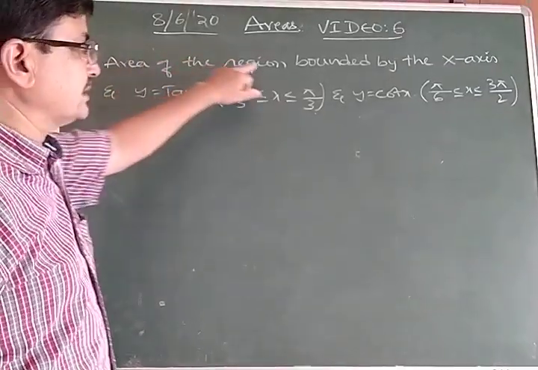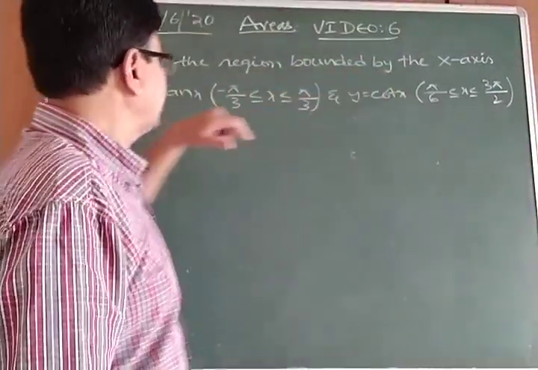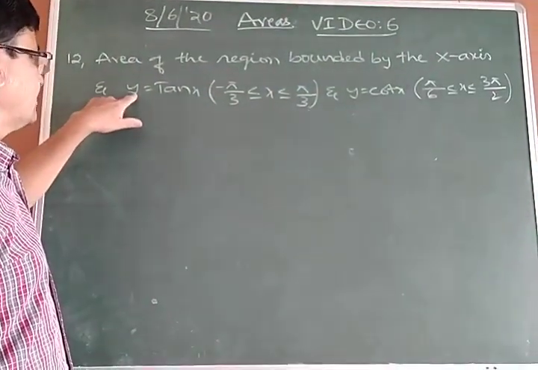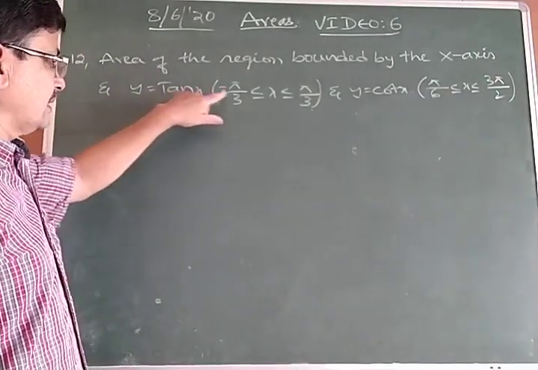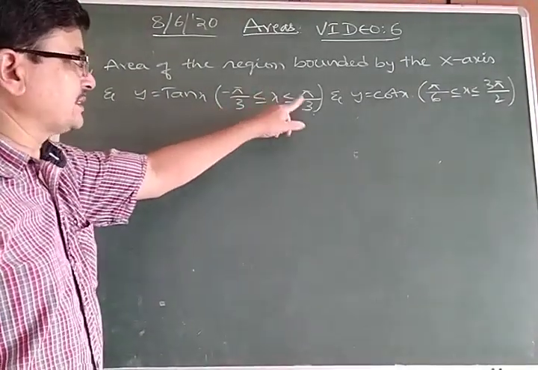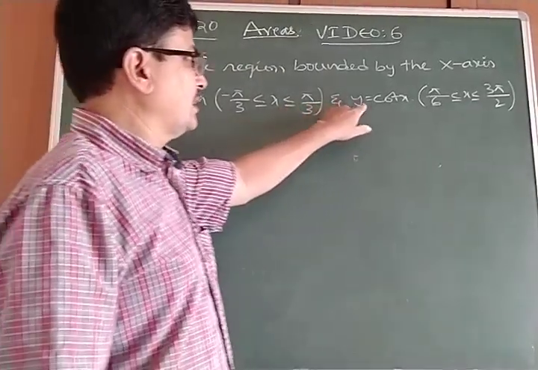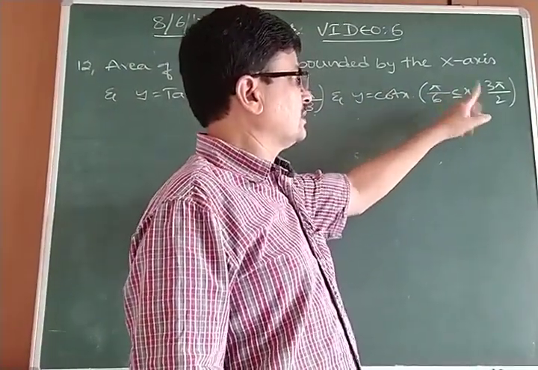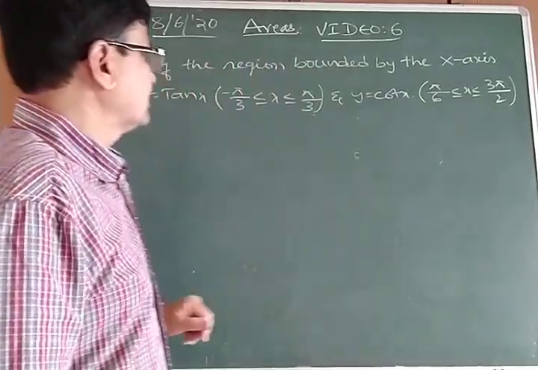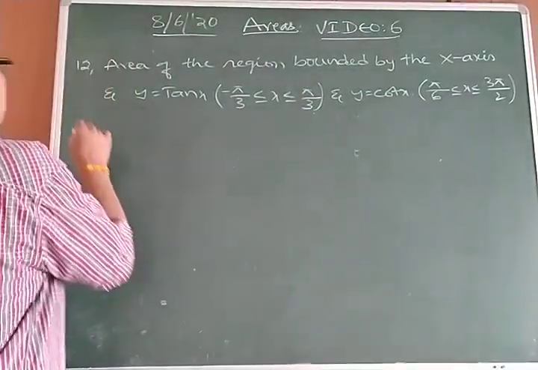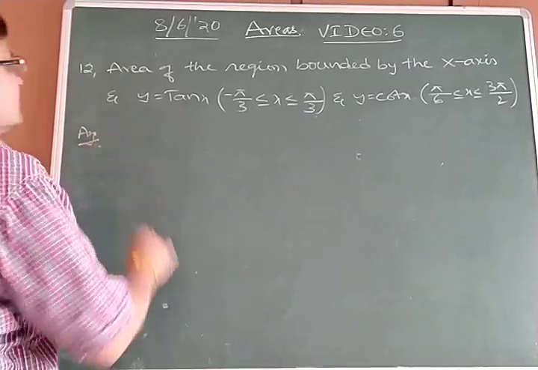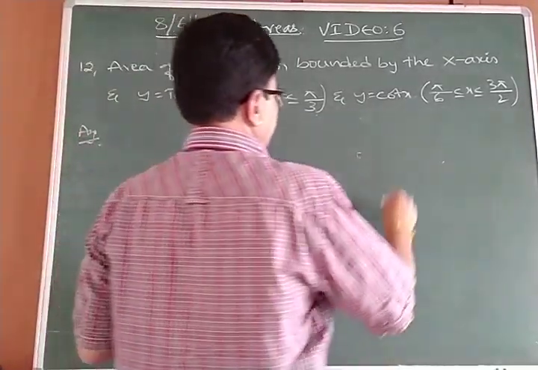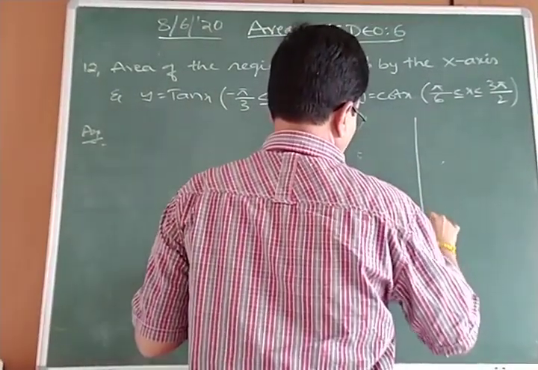The area of the region bounded by the x-axis and the curves y equals tan x, where x lies between pi by 6 and pi by 3, and y equals cot x. First of all we draw the diagram. y equals tan x and y equals cot x.